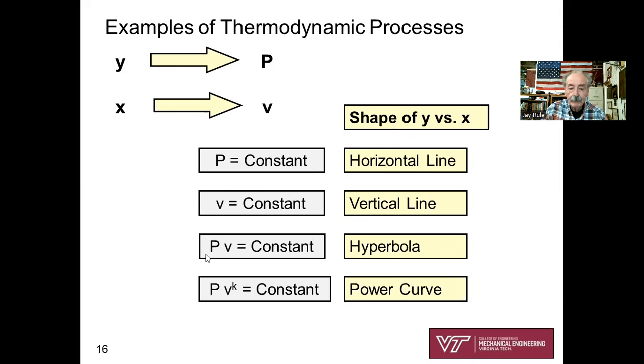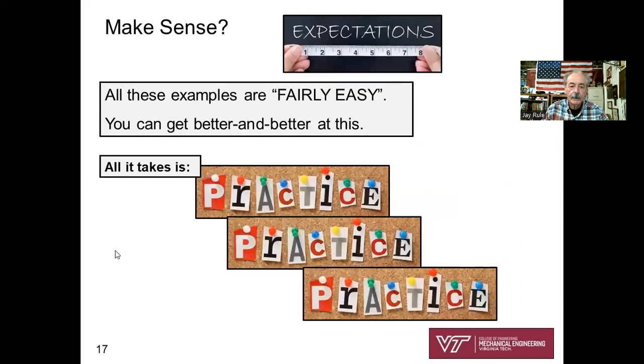Okay. How about PV is equal to constant? That's a hyperbola. We just covered that. And how about PV to the K is constant? Well, that's going to be like a power curve. And when K is some real number greater than 1, it's going to be a little steeper than a hyperbola for low values of X or V, and flatter for high values of X or V. Okay, so again, use your head. You will get better at this the more you work with it, okay?